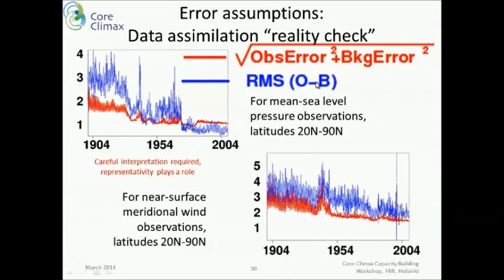When you look at these things, sometimes you want to separate out the systematic error from the random error. This will show you both the systematic error and the random error combined. So strictly speaking, it's not exactly the comparison you would make. You would compare the red one with standard deviation.